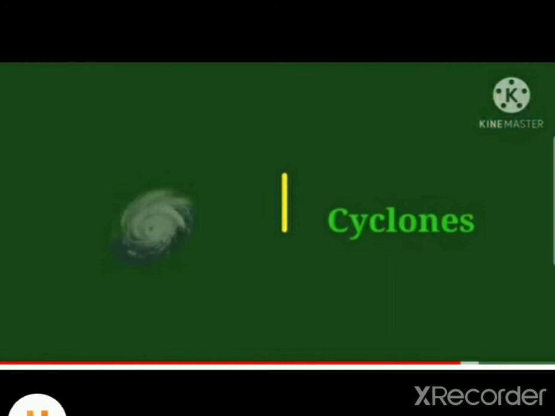Now next you see cyclones. Cyclones means what? Here you can see the picture of a cyclone. Cyclonic conditions are created when a low pressure area is surrounded by a high pressure area. In this condition, winds start blowing towards the low pressure area from the surrounding high pressure area. When a cyclone is created, the winds blow towards the low pressure area, and at that time the cyclones will occur. Due to the rotation of the earth, the cyclonic winds in the northern hemisphere move in the anti-clockwise direction.